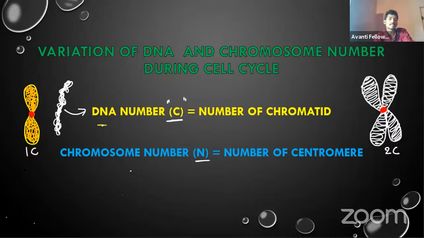So I can call it 1n, right? Normally notated with a small n, right? So what about this one? This one has 2C number of DNA. But what about the chromosome number then? Remember, even though it may have 2 chromatids, the centromere is still one only, a single centromere joining the 2 chromatids. Still, this is also 1n only. Okay. So based on chromosome number, we normally call it haploid, diploid, and triploid. Right. Sorry. I will write it down, one second.